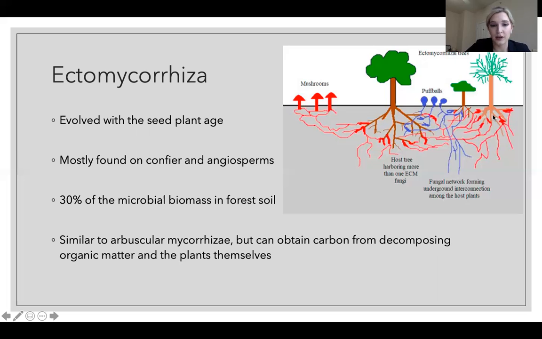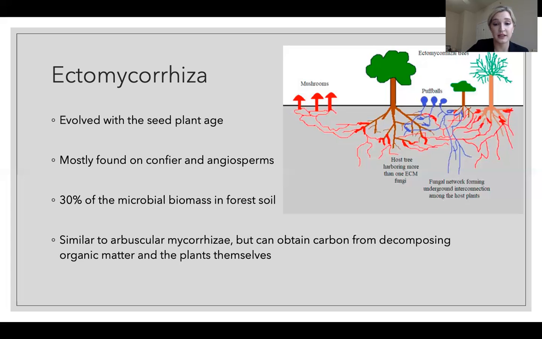And that's why forests, especially boreal forests, are huge components of mycorrhiza. Mycorrhiza is available all throughout the soil and the nutrients there. So they're very similar to arbuscular mycorrhiza, but they can obtain carbon from decomposing organic matter and the plants themselves. Arbuscular mycorrhiza can only obtain that carbon, that 20% we talked about, getting back from the plants. That's the only way that they can obtain that fixed carbon.